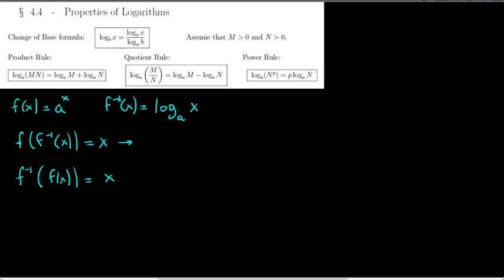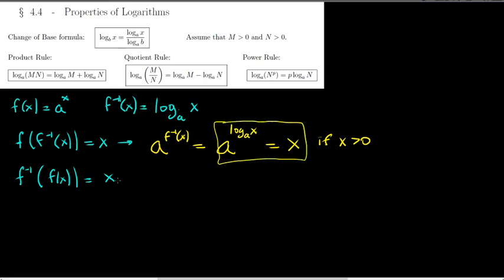So what does that mean in terms of the log function? Well, if you take f, that's going to be a to the x, but you're taking f of the inverse function. So this is a to the power log base a of x, and that's just going to be x, as long as x is greater than 0, because remember, you can't take the log of 0 or negative numbers. So, yep, that's an important one.